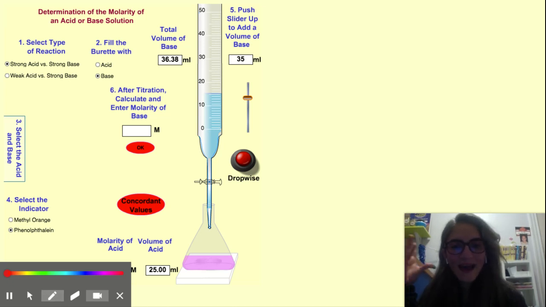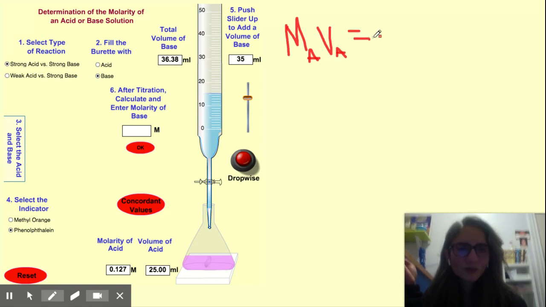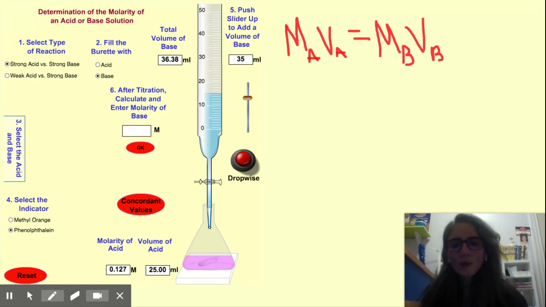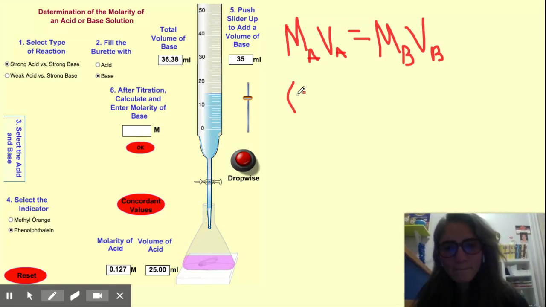Okay, so we're back at the end of titration number 4, and this is what you would do in terms of the numbers now. We have the same formula as we did before. Molarity of the acid, again, this is in table T. Volume of the acid is actually equal to the molarity of the base times the volume of the base. Okay, now, the molarity of the acid is actually 0.127.